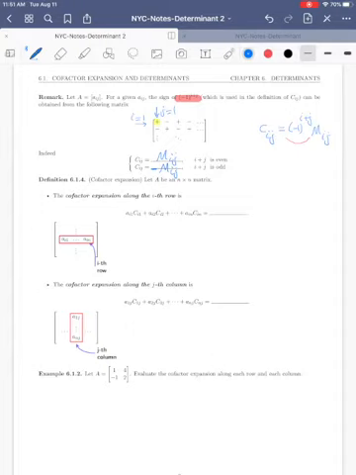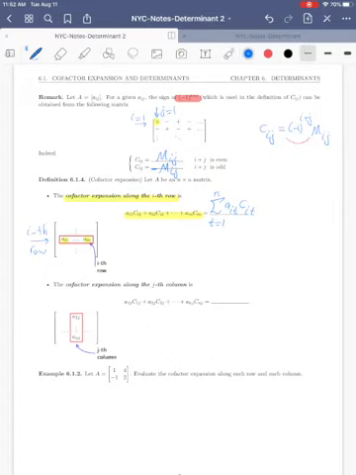Definition 6.1.4, cofactor expansion. Let A be an n by n matrix. Then the cofactor expansion along the ith row is the following. First, we look at the entries in the ith row. We take the first entry and compute its corresponding cofactor, and for all entries in this row, up to ain, we compute the corresponding cofactor, multiply each entry by its corresponding cofactor, and then add them up. In sigma notation, we have the sum of ait Cit, where the variable t changes from 1 to n.